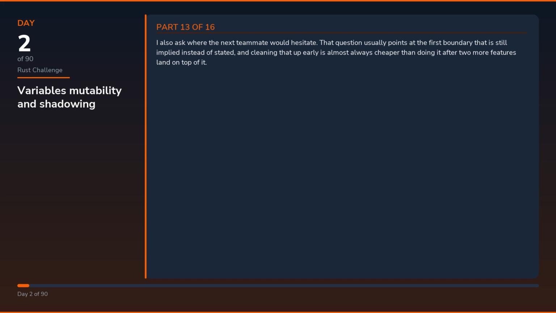I also ask where the next teammate would hesitate. That question usually points at the first boundary that is still implied instead of stated, and cleaning that up early is almost always cheaper than doing it after 2 more features land on top of it.